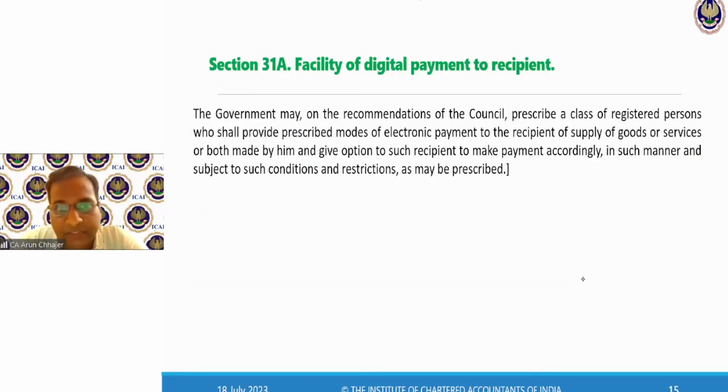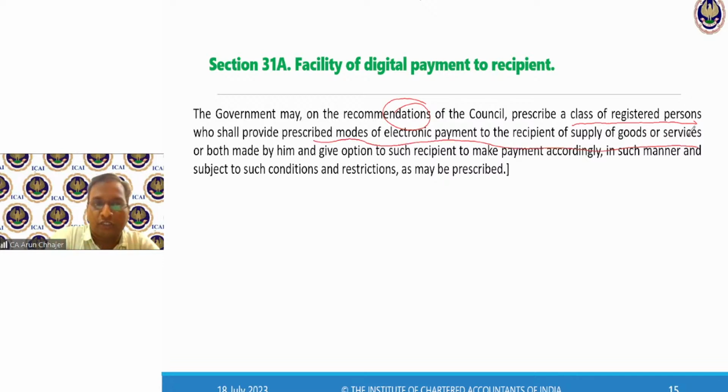Section 31A talks about the facility of digital payment to the recipient. The government, on the recommendation of the Council, prescribes the class of registered persons who shall prescribe the mode of electronic payment for goods and services and give the option to make the payment accordingly. So that is a provision which talks about the facility of digital payment. Yes, but we will discuss in detail.